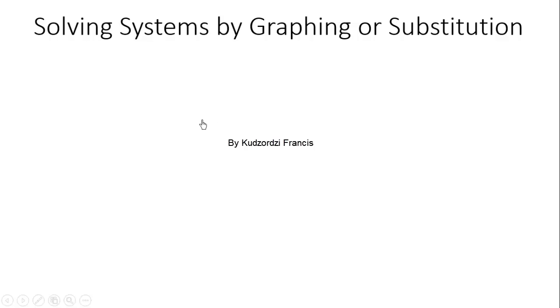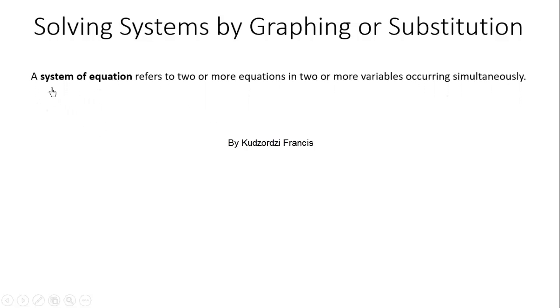But first of all, let us look at what a system is. A system of equations refers to two or more equations in two or more variables occurring simultaneously. So that is a system.